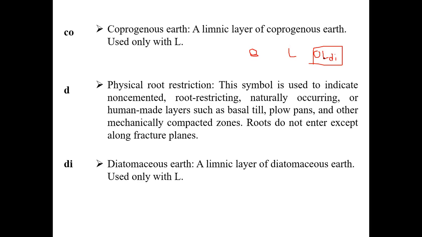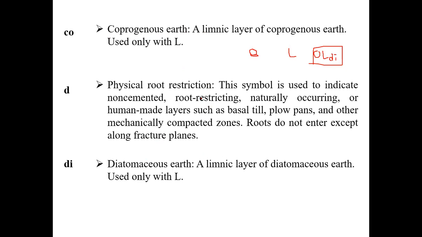So there is an organic layer. In that organic layer, there is a limnic property. In that limnic property, which type of material is dominated? Diatomaceous material. So, Di. Why do we need all these short notations? It is very much needed because we can't write all this in pages and pages. We can't write all this material.